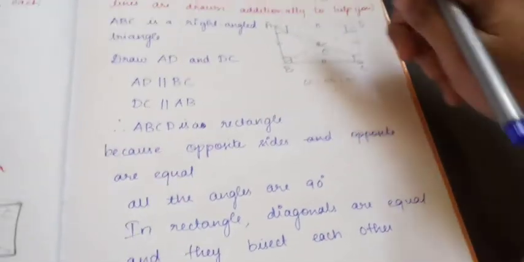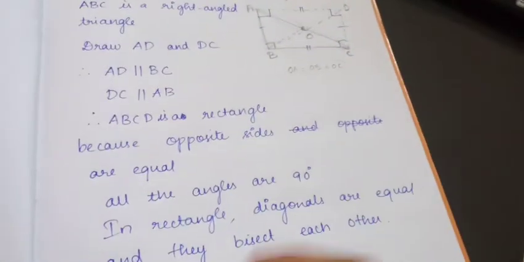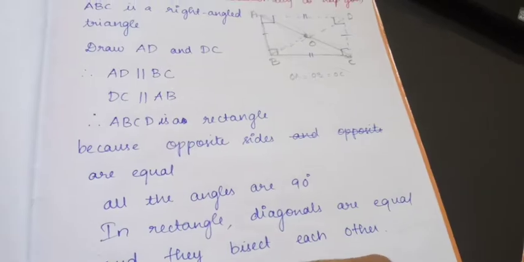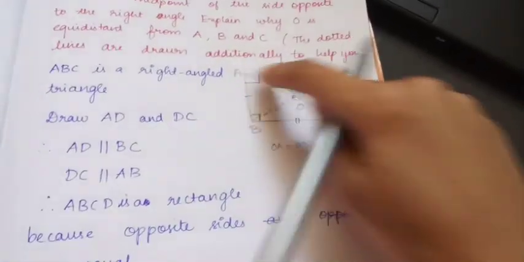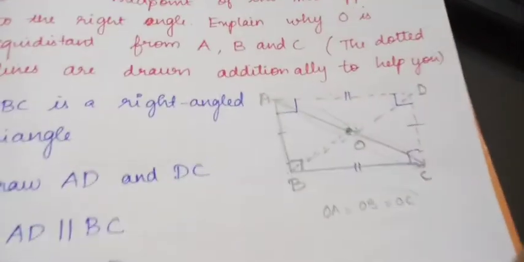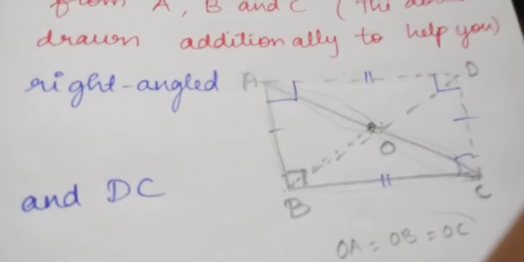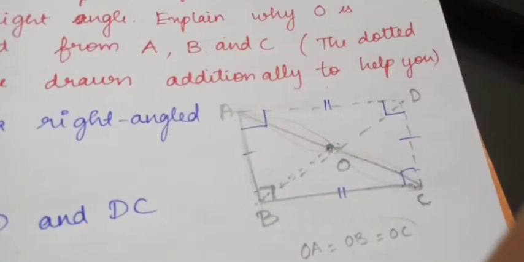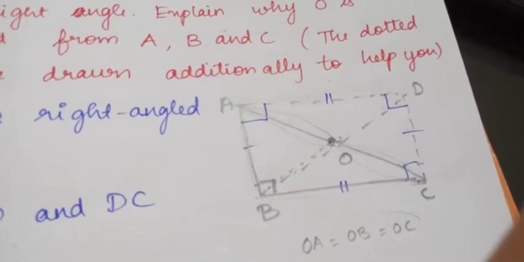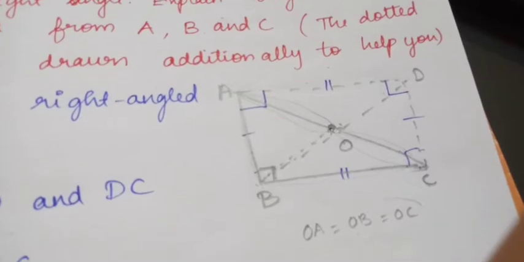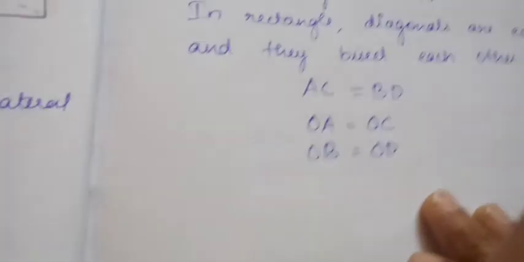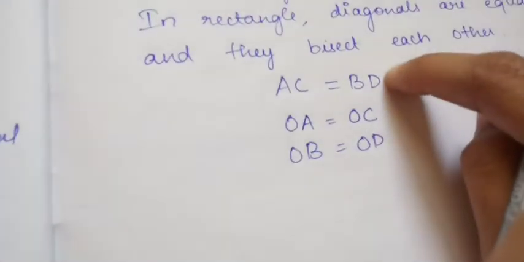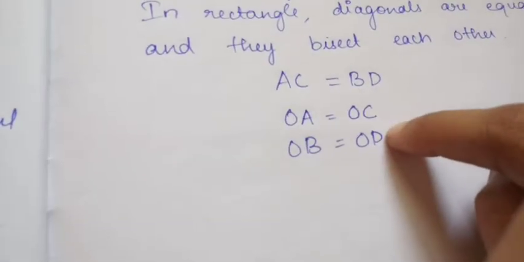So if the diagonals are equal, which sides will be equal? AC will be equal to BD. Then if the diagonals bisect each other, what will be equal? OA is equal to OC. Then OB is equal to OD. Is it correct? If the diagonals are equal, then half of the diagonals is also equal.